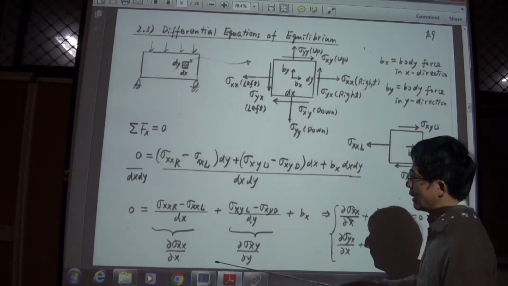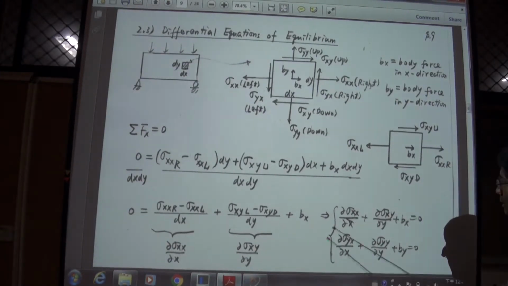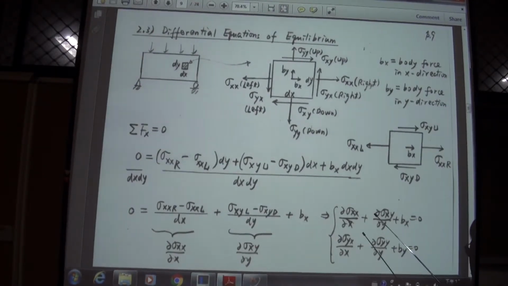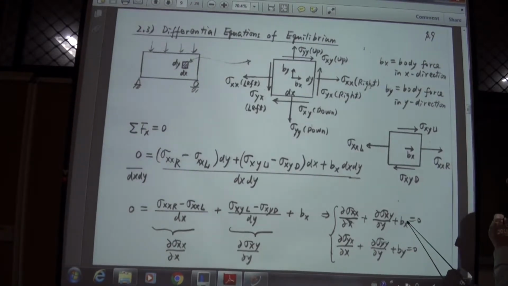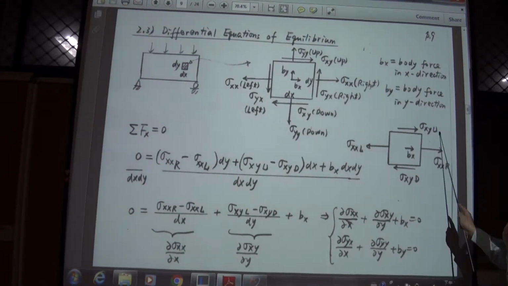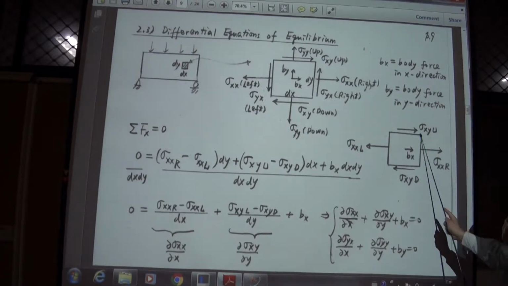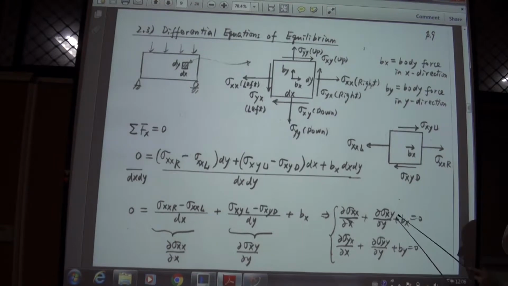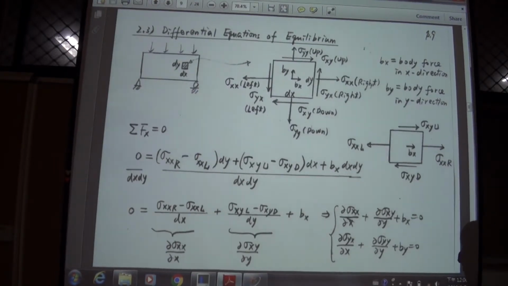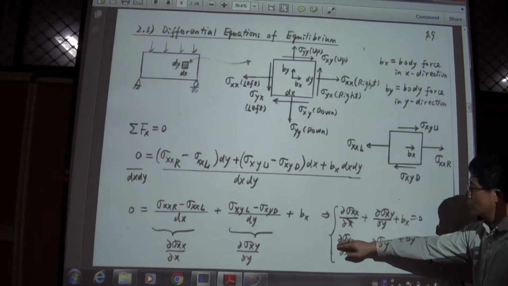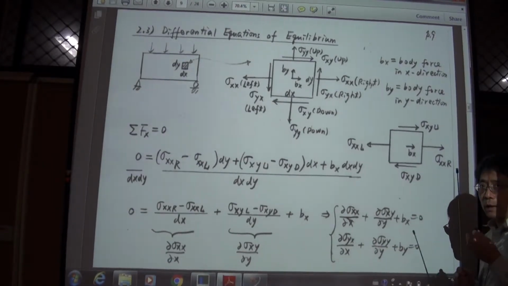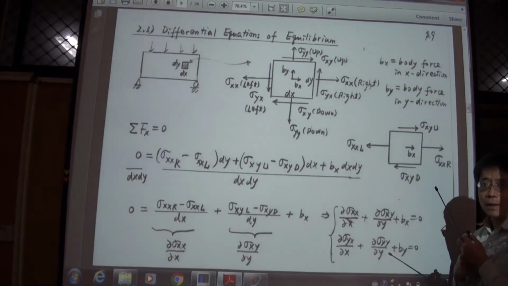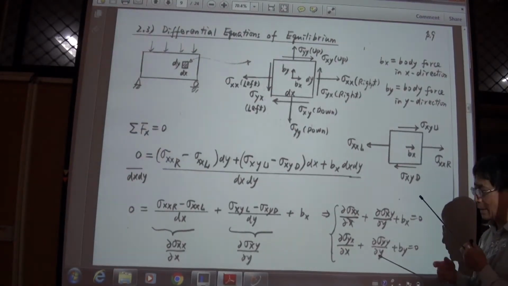So finally, we can put this one to here, and this one here, and this one to here, to get the differential equation for the equilibrium state in the x direction. So this picture shows us the equilibrium state, and mathematically we have this relation. Okay. Now in the same way, we will have the equilibrium equation in the y direction. Okay, and this equation should be derived by you as homework.